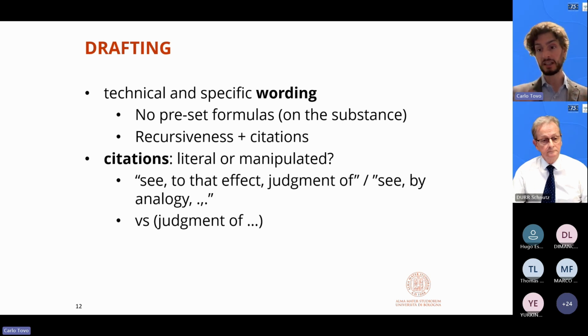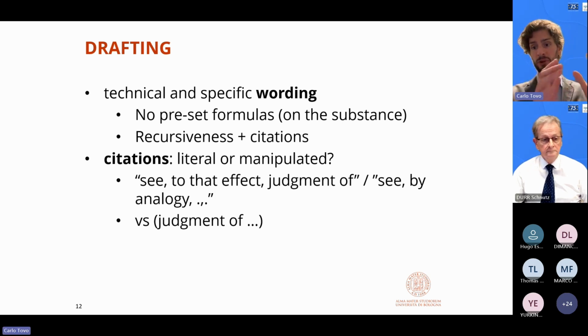Second brief remark about citations. It is essential in order to compare courts' decisions to understand how the court cites its own case law. There are 2 main ways of citation. The first one is when the court is placing the references of the cited decision in brackets, adding this wording, see to that effect, judgment of, or see by analogy, judgment of. This means that the citation is not literal.